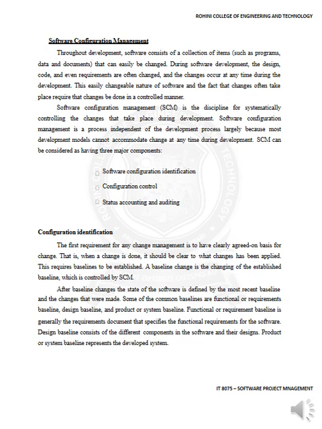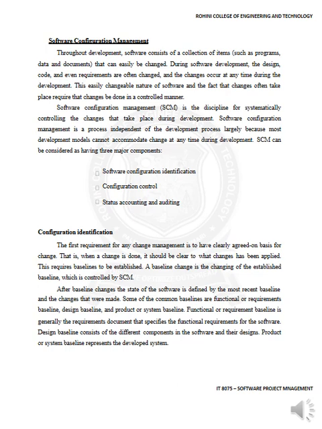SCM can be considered as having three major components: software configuration identification, configuration control, status accounting and auditing. Configuration identification: the first requirement for any change management is to have a clearly agreed basis. When the change is done, it should be clear to what changes have been applied. This requires baselines. A baseline change is a change of the established baseline, which is controlled by SCM.